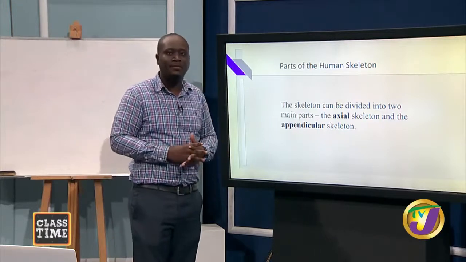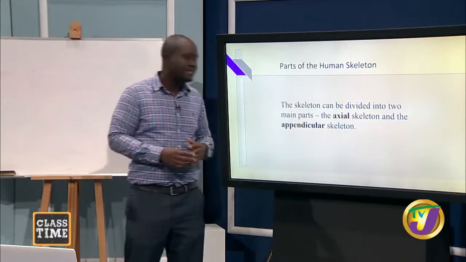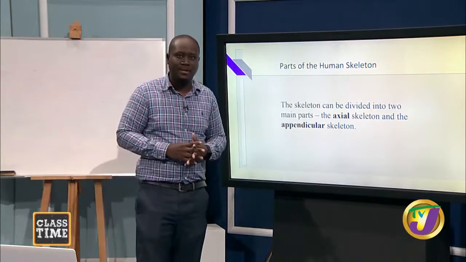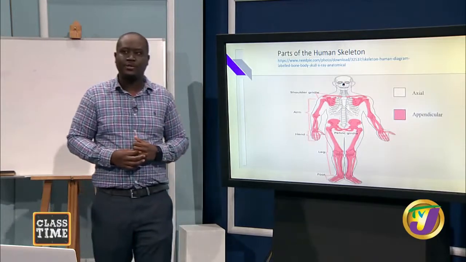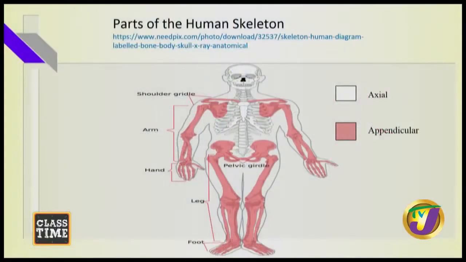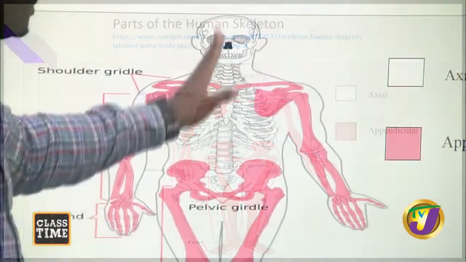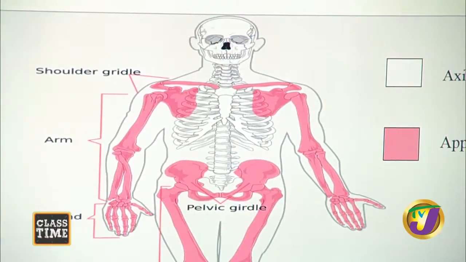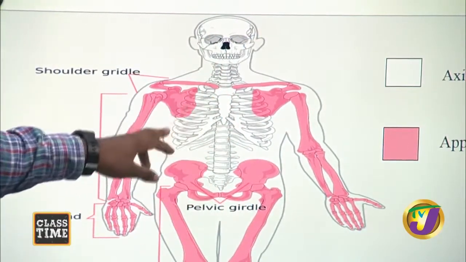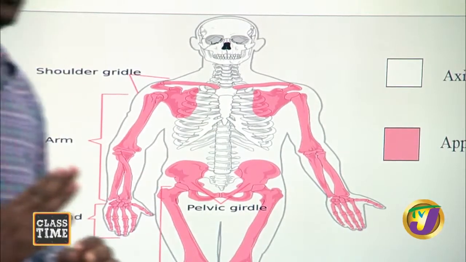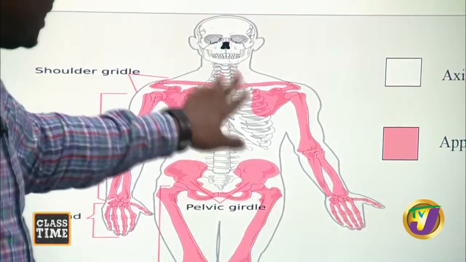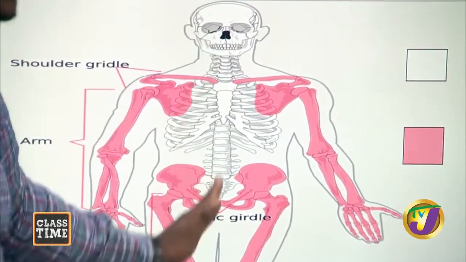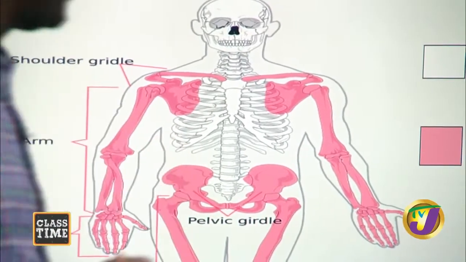Now, the human skeleton can be divided into two parts. You have the axial skeleton and the appendicular skeleton. And how do you differentiate the parts? As you can see in this diagram, which is color-coded, the axial skeleton is the main axis of the skeleton. So it consists of your cranium, your spinal column, and your rib cage. So it's the central axis of your skeleton. Cranium, spinal column, rib cage, and your breastbone. Those form the axial skeleton, the central aspect of your skeleton.